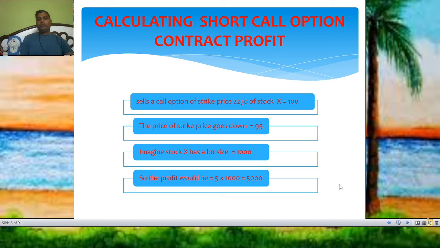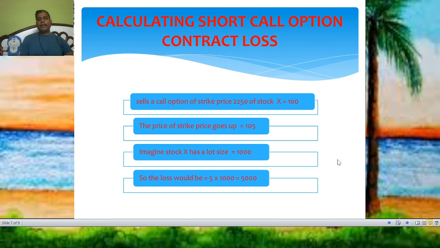Now we'll try to understand how to calculate the short call option contract profit. So if the seller sells a call option of strike price 2250 of a stock X at a premium of 100, and if the premium goes down to 95, and if the stock X has a lot size of 1000, the seller makes a profit of 5 rupees in this case. So 5 multiplied by 1000, that means 5000. So the seller's profit would be 5000 rupees in this case.